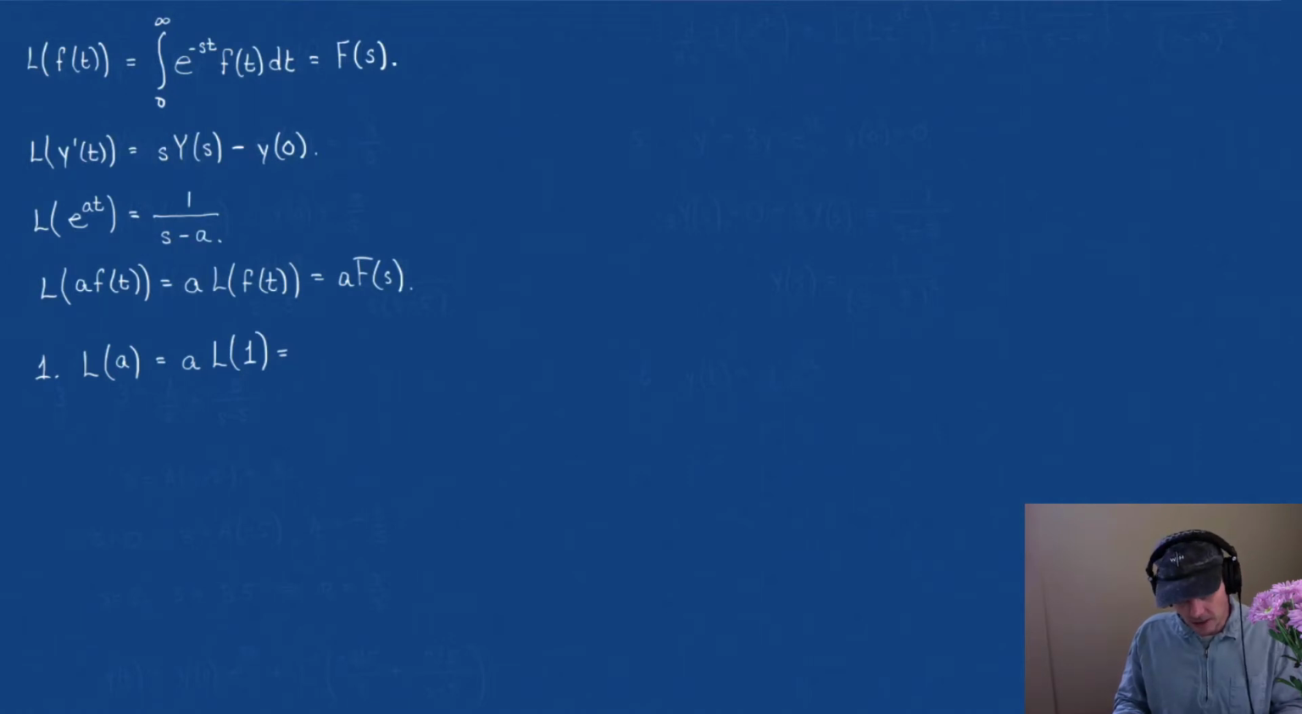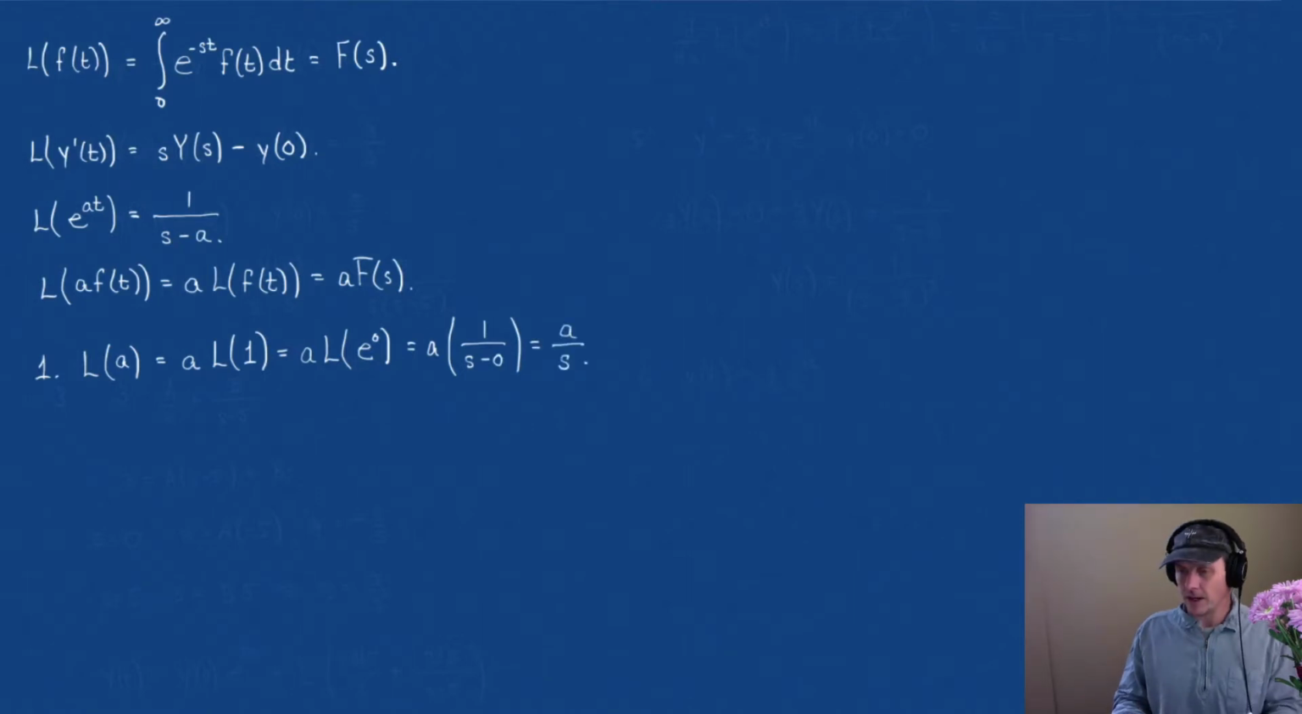But we found it indirectly, in that this is the same as saying a times the Laplace transform of e to the 0 power. We found the Laplace transform of e to the a, that's just 1 over s minus a. So it's going to be a times 1 over s minus 0. In other words, we can clean that up as a over s. Okay, so let's try this.